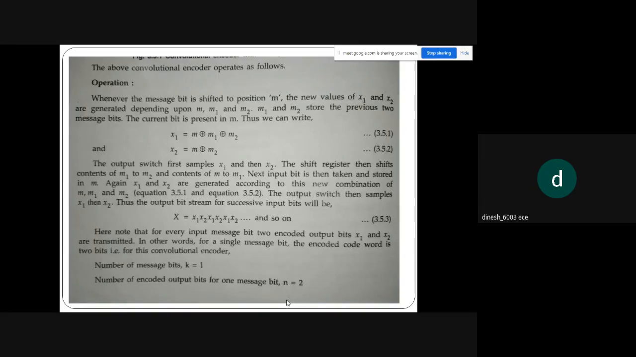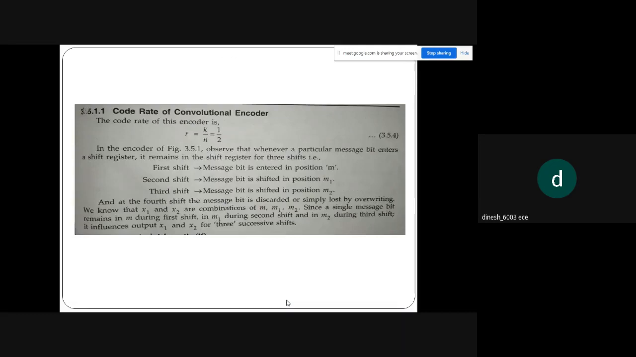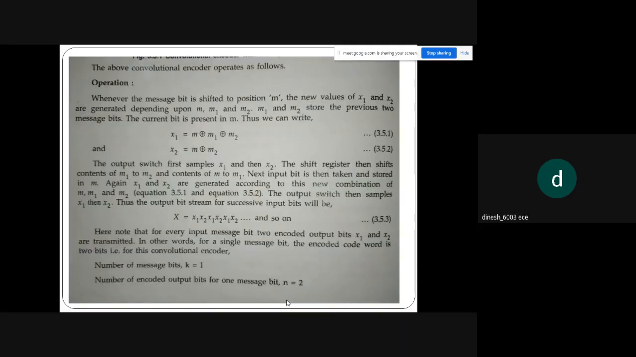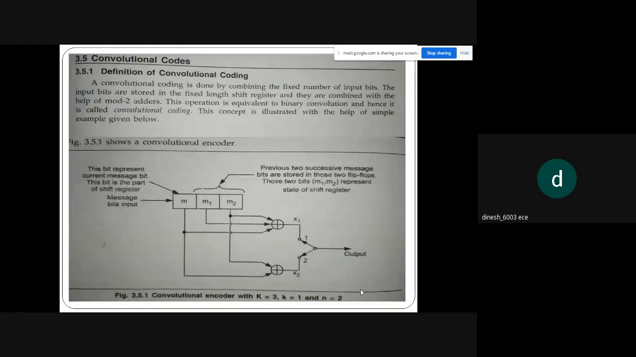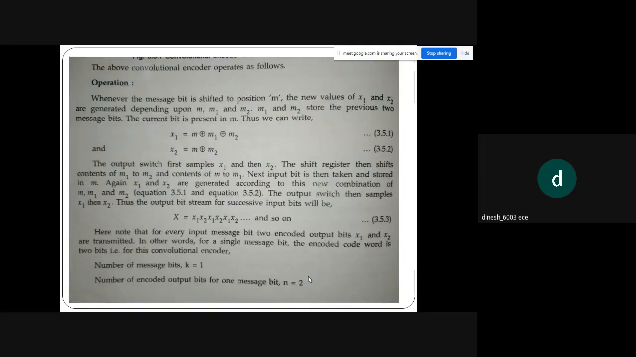Next, what is this N? N is the number of encoded output bits, which is this. You can see how many output bits there are. We have two output bits, x1 and x2. So N is equal to 2. So the number of encoded output bits for one message bit is N equal to 2.